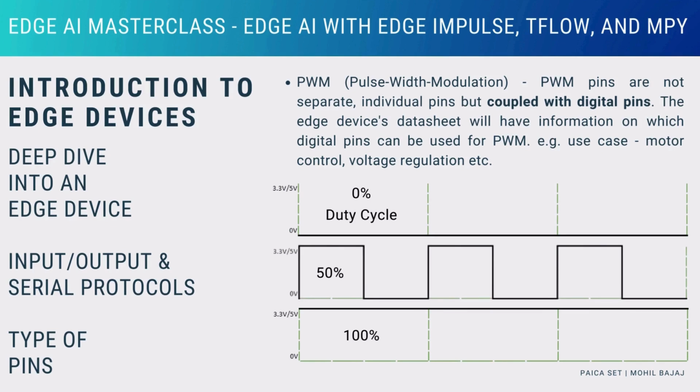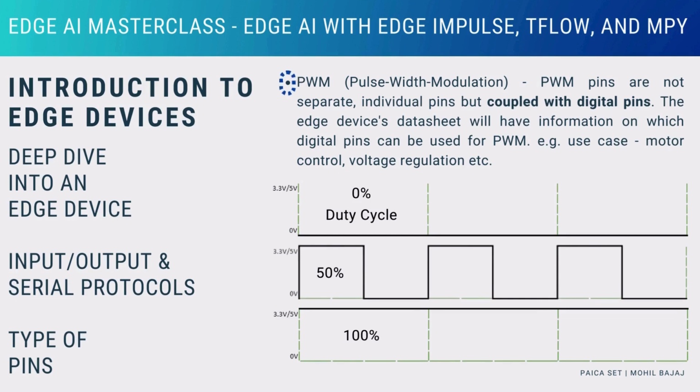Similarly, for a 100% duty cycle, the power would be on all the time as shown, and the effective output voltage would simply be 3.3 volts and 5 volts. And so, you can create almost any output signal voltage by modifying the duty cycle, thus making it similar to an analog signal. This working also explains why PWM pin is coupled with a digital pin.